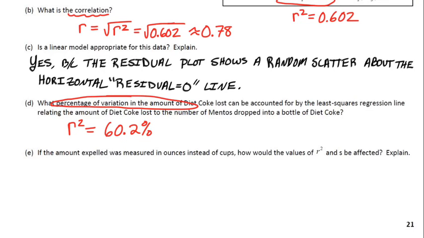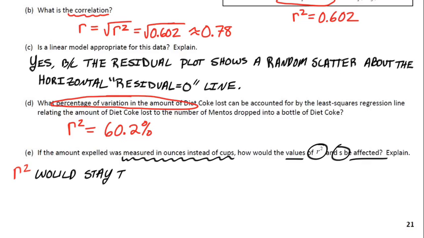All right, and then the last item on this page, part E says if the amount expelled was measured in ounces instead of cups, how would the values of R squared and S be affected? So if we change the unit of measurement, if we measured it in ounces instead of cups, how would R squared and S be affected? Well, we know R squared would stay the same because it doesn't have any units. So if you change the units of measurement, it won't matter. R squared doesn't have any units. Similarly, the R value, the correlation coefficient, wouldn't be affected either. So R and R squared would stay the same. So no change for R squared.